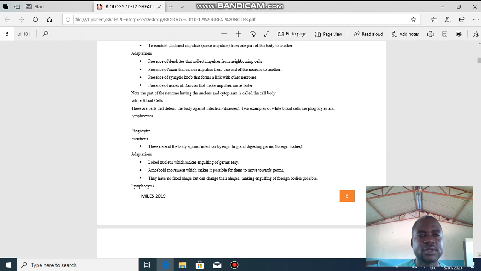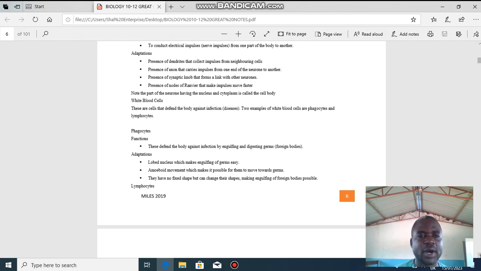Now, the part of the neuron having the nucleus and the cytoplasm is called the cell body. So where you see the nucleus, there is cytoplasm around it, okay? That is called the cell body. That's the term given to that part of the neuron.